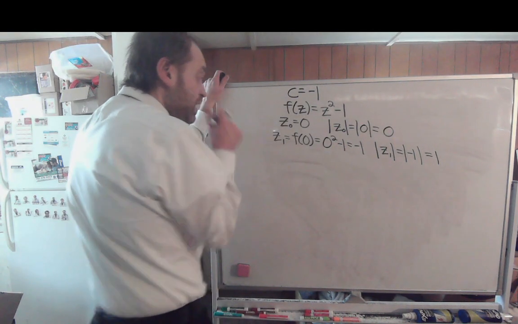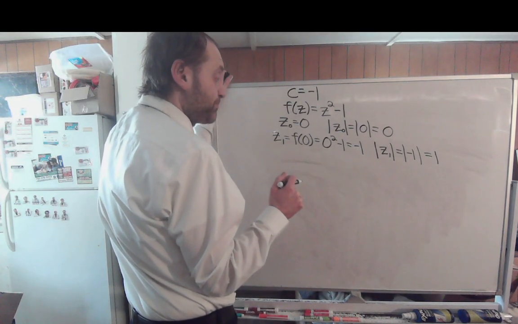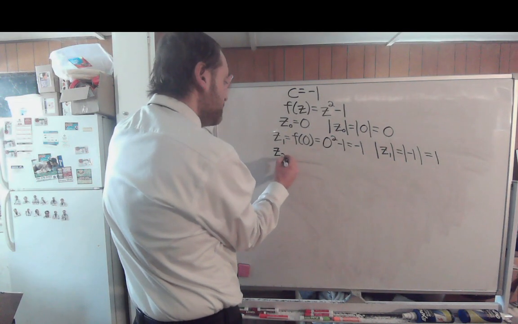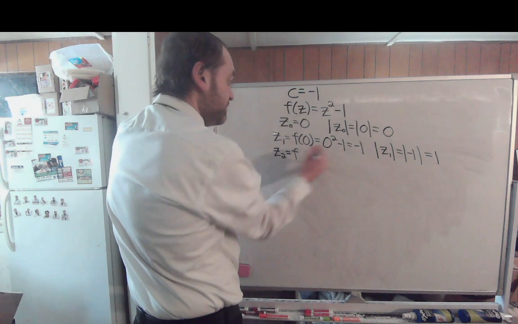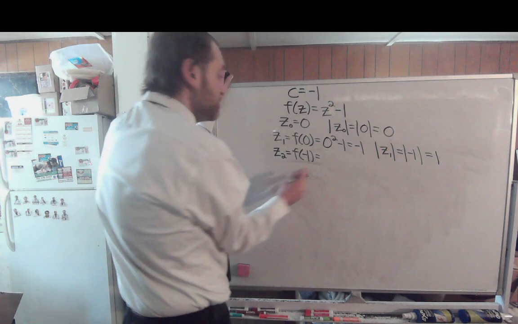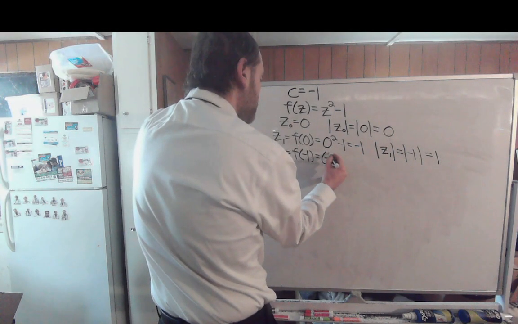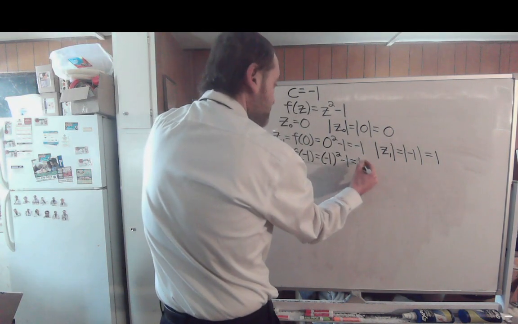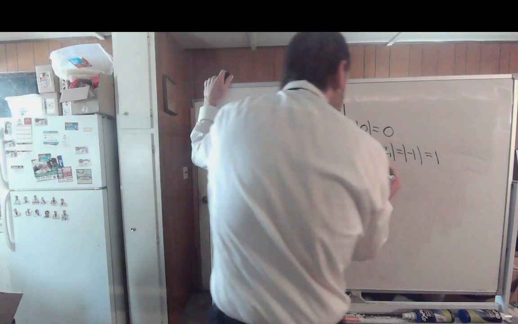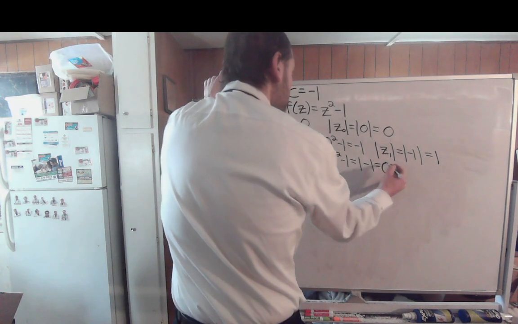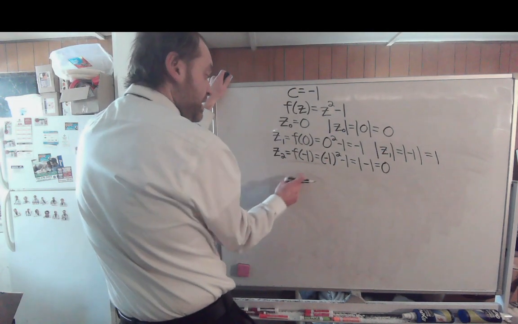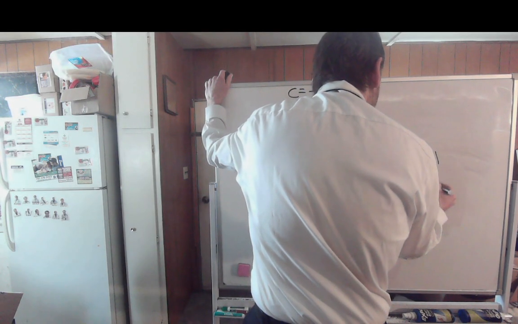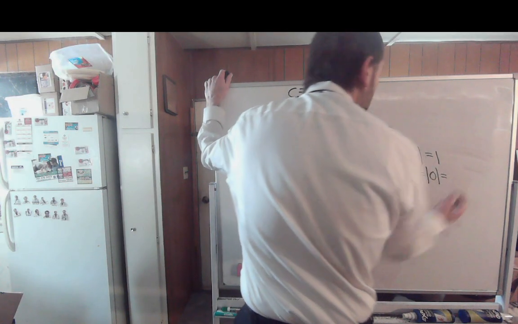Now, if we are going to find z sub 2, we need to find f of z sub 1, which would be f of -1. So f of -1, you'll put in that -1 to the second power minus 1. -1 to the second power is +1 minus 1, which equals 0. And then take the absolute value of z sub 2, which would be the absolute value of 0, which would just give you 0.